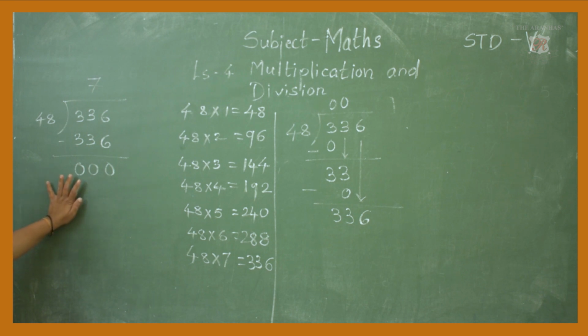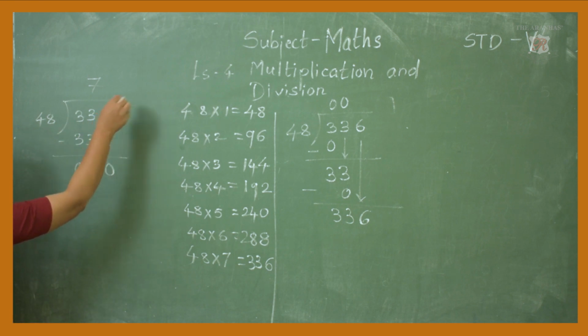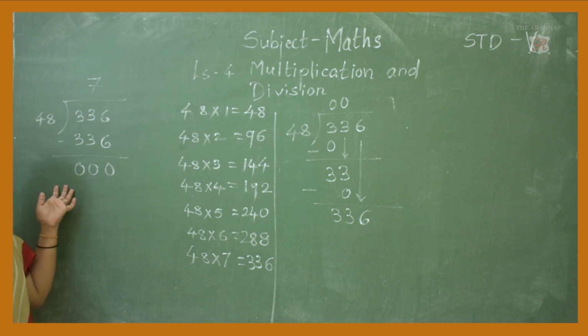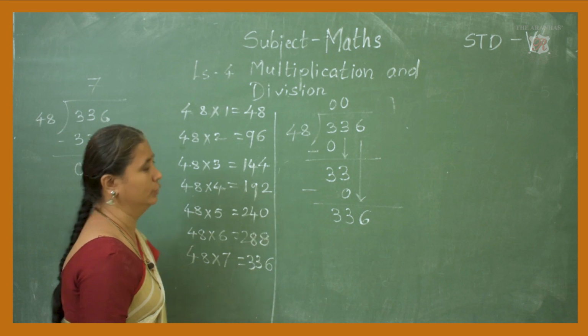First, observe that we take the first number, 3. 3 is less than 48. Then we take the two numbers, 33. Then 33 is again less than 48. Then go to the 3 digits. See the table and then start to solve. In that way, either you can take this step also, or you can take these steps. That is by your own.